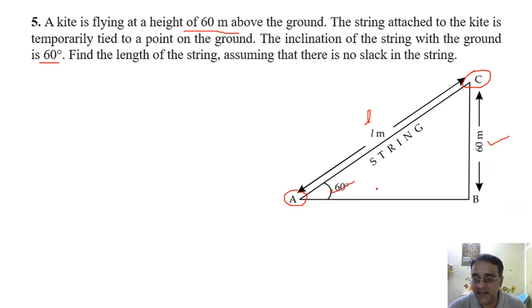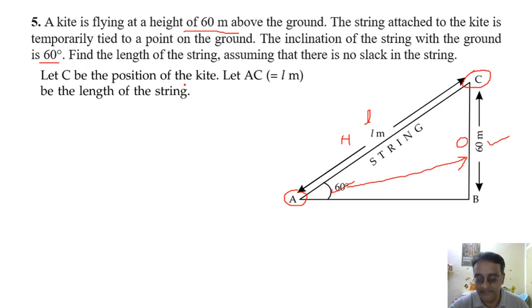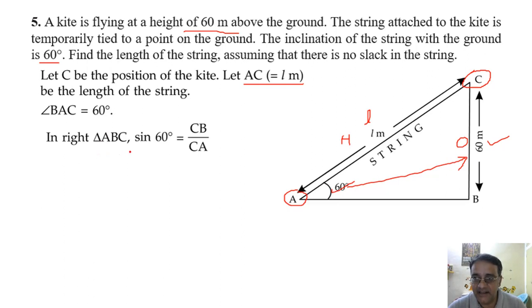Okay, so with respect to this angle, this side is opposite side, and what we have to find, which side we have to find? Hypotenuse. So opposite is given, hypotenuse we have to find. So which trigonometric ratio belongs to these two? Sin theta, right? So let C be the position of the kite, and let AC is equals to L meter be the length of the string, and angle BAC is equals to 60 degree. In right triangle ABC, sin 60 degree, sin is opposite by hypotenuse, so CB upon CA.